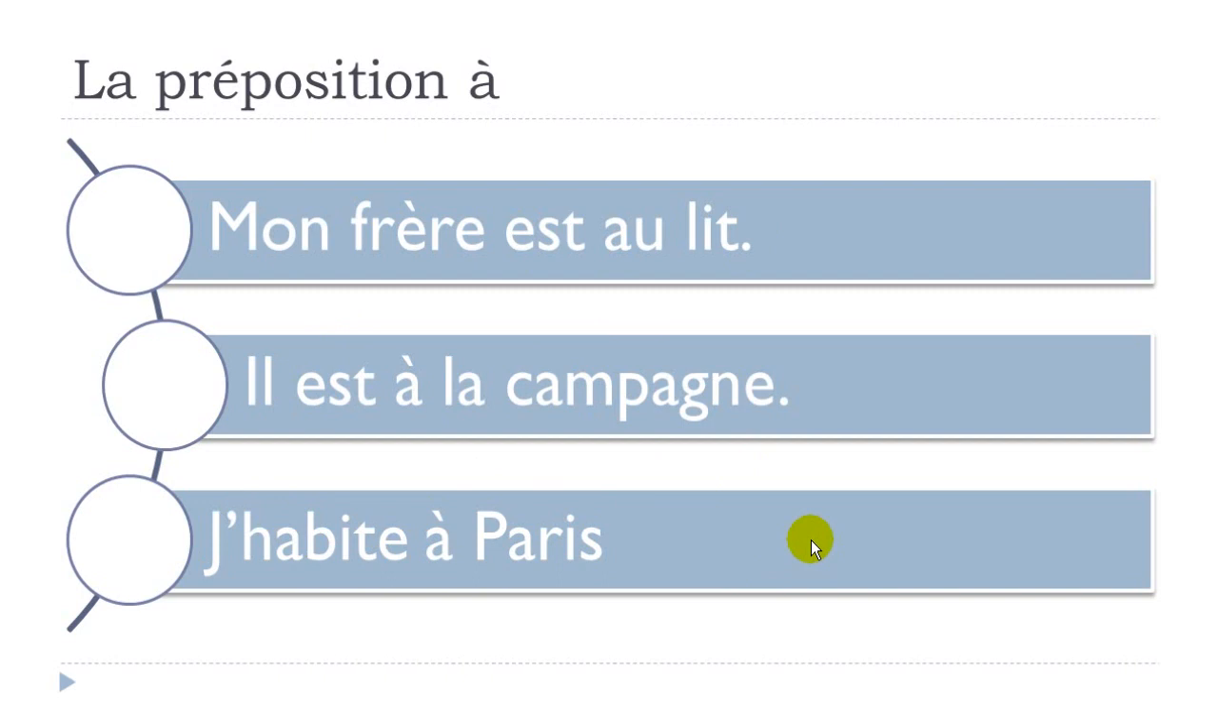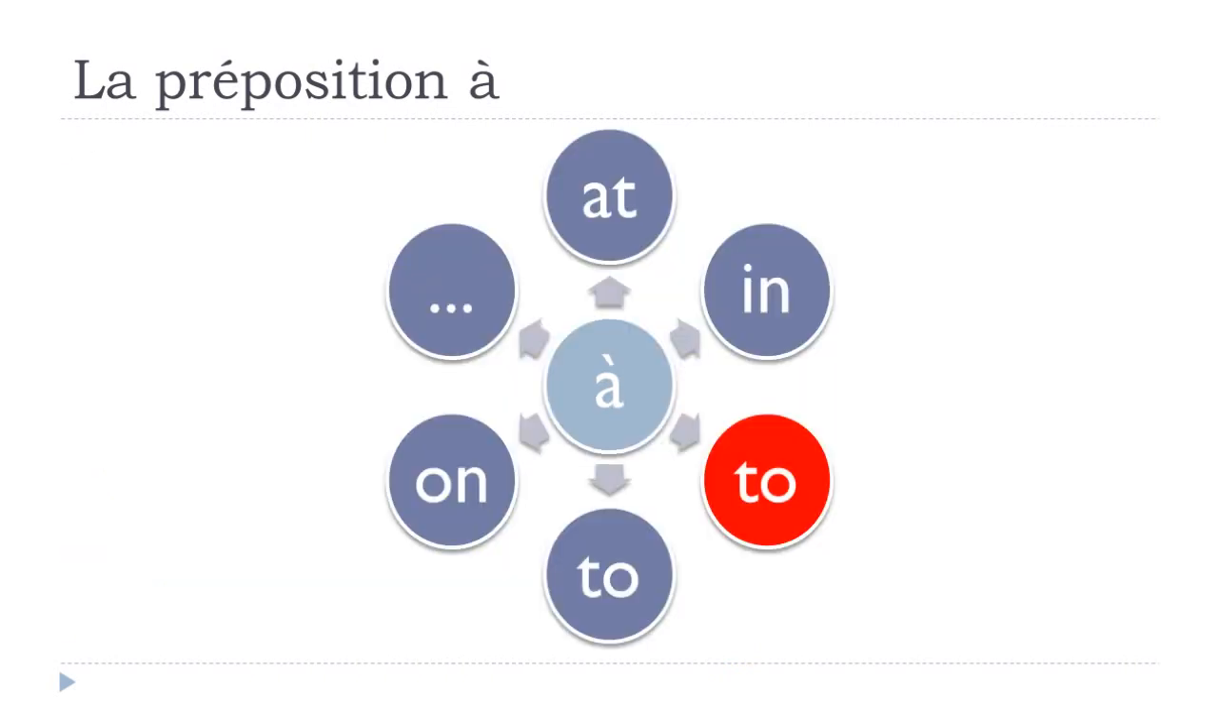Okay, so if you want to translate this concept into English, it would be à, with, as we saw, the combination with the articles if needed, and the modification: au lit, à la campagne, à Paris. All right, let's see another use of à, and it would be "to".